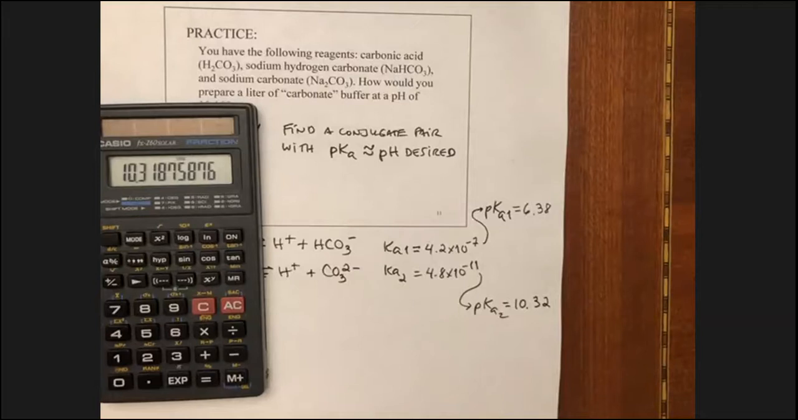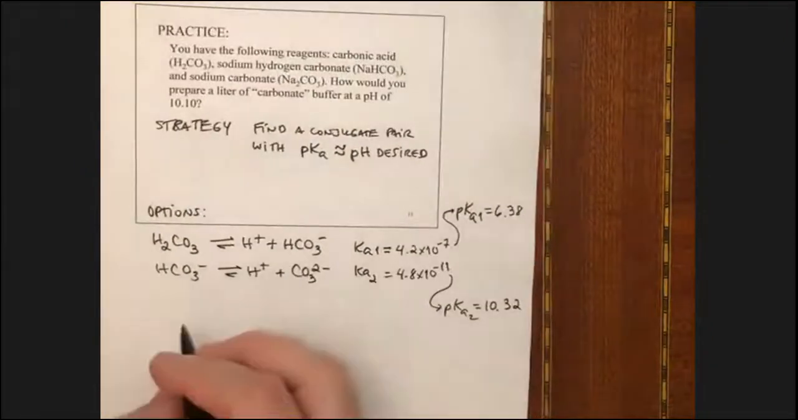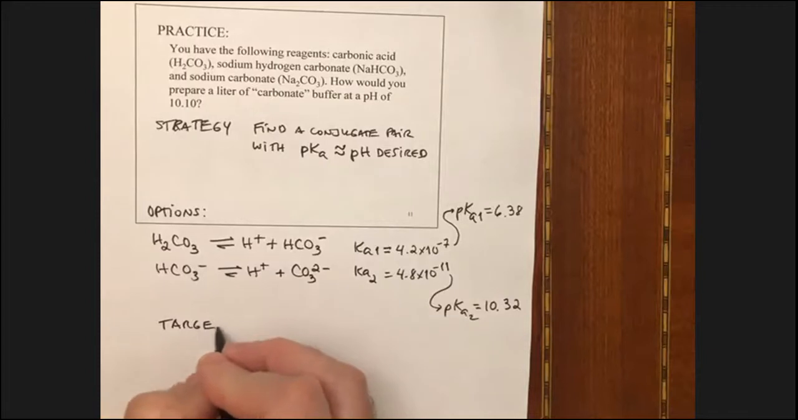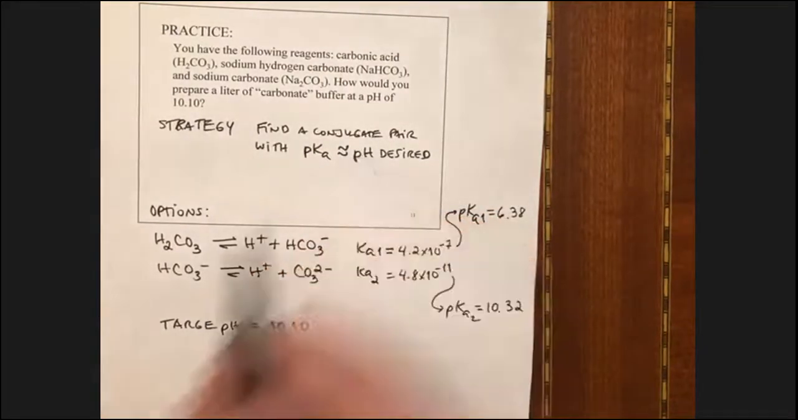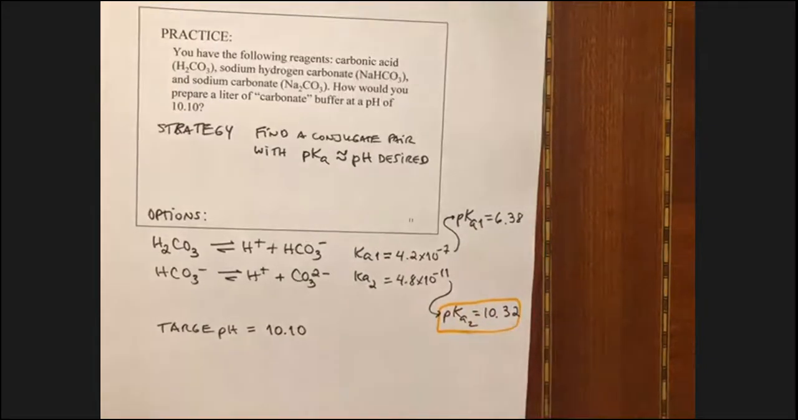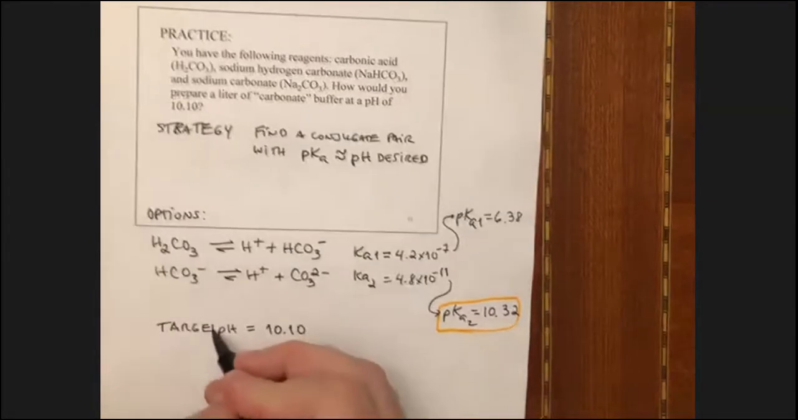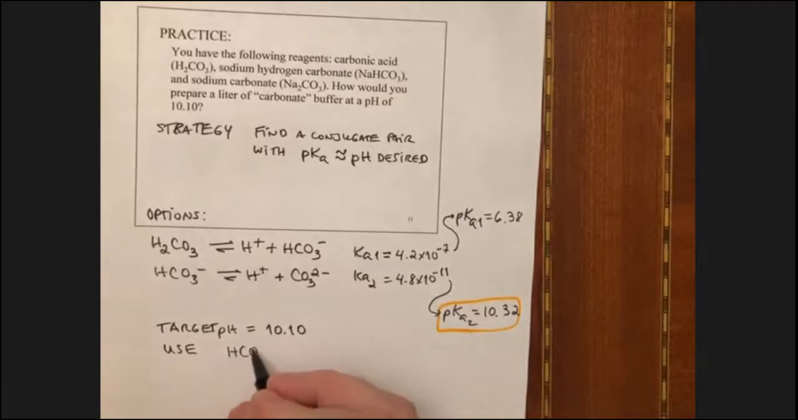All right. So the idea here is that if our target pH is 10.10, which of these two would work better? Which one is closer to the target pH? Right, it would be this one here. That would be the one. So, oops, sorry, target pH. So we're going to use this system.